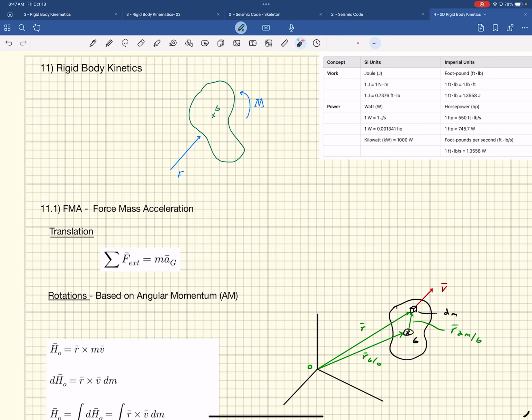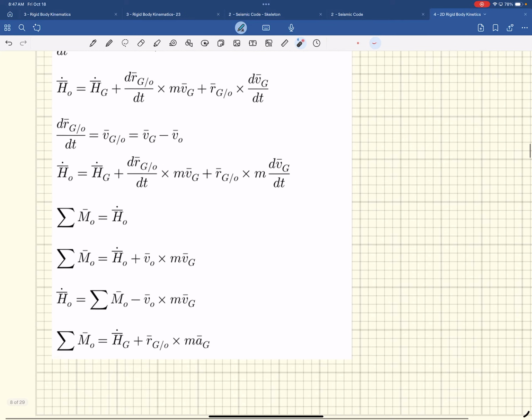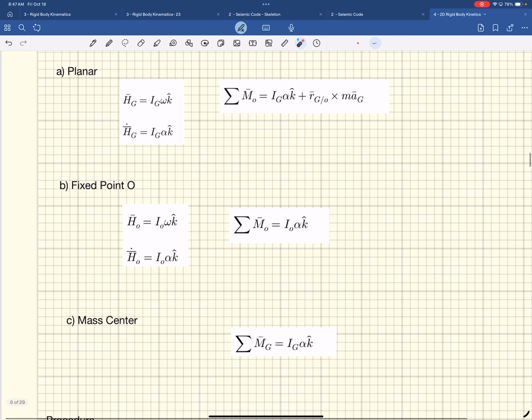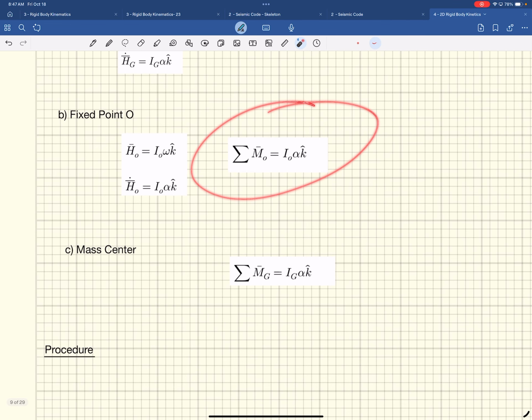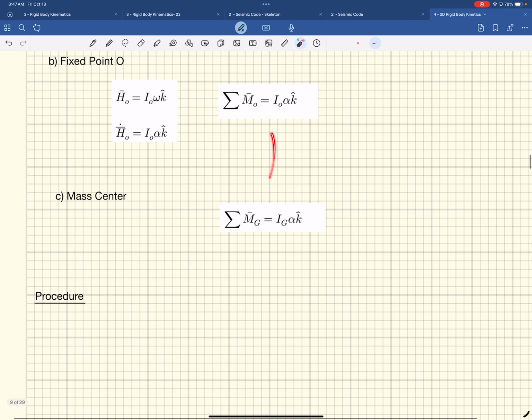That third equation, after a little bit of derivation, actually 3 or 4 pages later, ends up being this, right? Our third equation is going to be the sum of the moments about a fixed point, and that is just I_O times alpha, right? Again, what we're going to be after is this alpha here, or we're going to be given alpha and we're going to be after a moment, one of the two. Or this one down here may apply too.